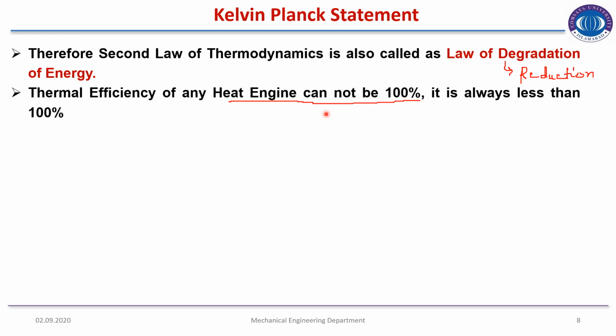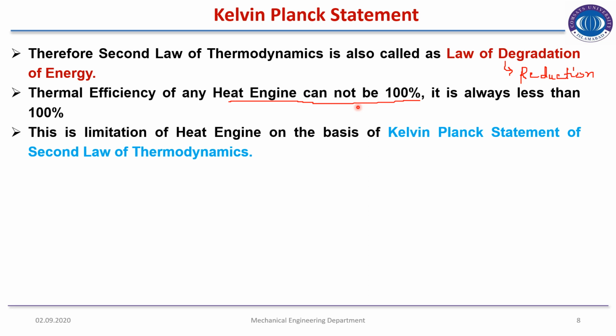So if you have the best of the best heat engine, it should have a thermal efficiency of less than 100%. So this is the limitation of the heat engine on the basis of the Kelvin Planck statement of the second law of thermodynamics. The limitation that a heat engine cannot have 100% efficiency is because of the Kelvin Planck statement of the second law of thermodynamics.